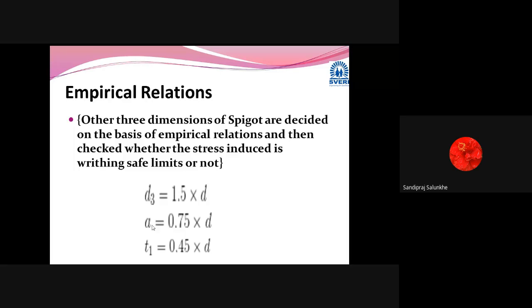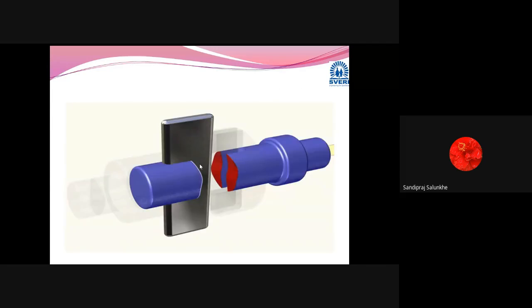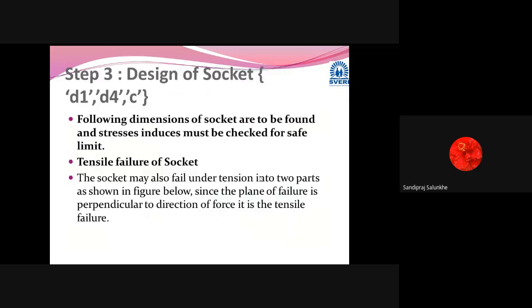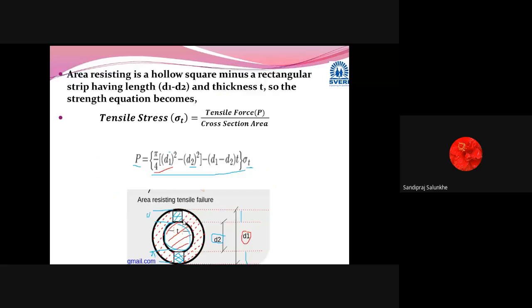Okay. Various dimensions we have calculated for this spigot. So that value we can put, and we can calculate this D1 in terms of T. When we know sigma T, that is the allowable tensile stress value, or vice versa, if we know the force, then we can calculate what will be the tensile stress generated in that shaded area.